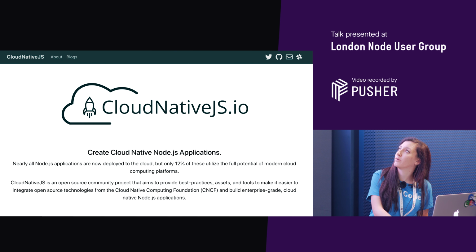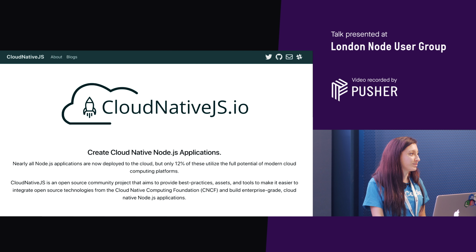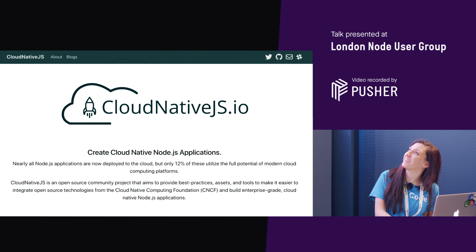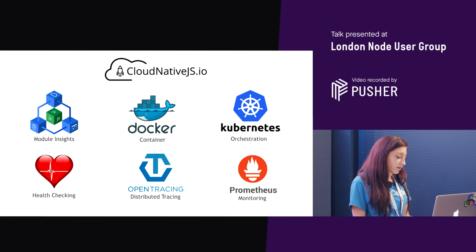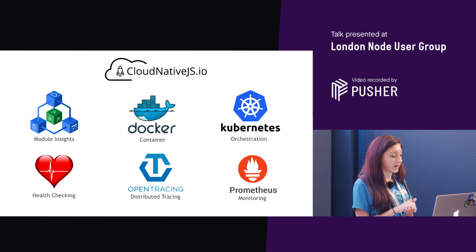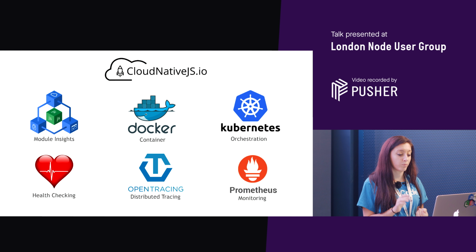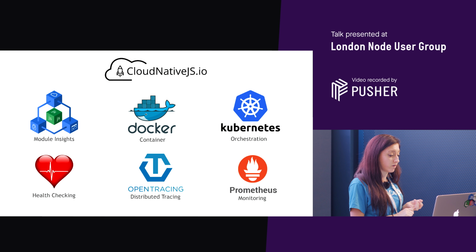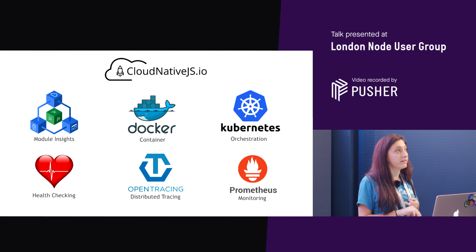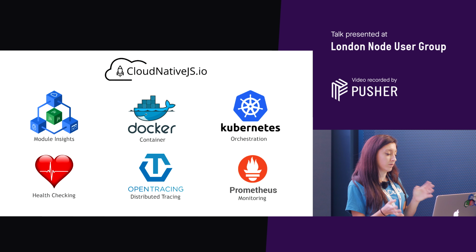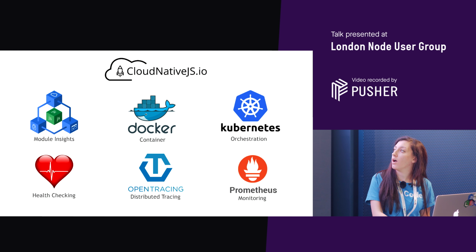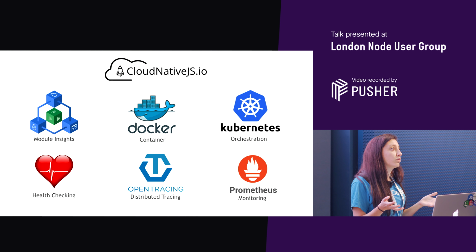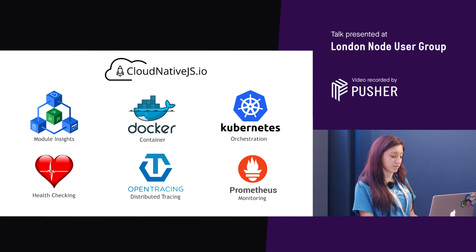This is just our website. We've gone through a few redesigns, but it's all open source, so if you'd like to help us out, it'd be great. What it's comprised of is a few sections. We have module insights, which is all about how you choose modules that are good for use inside your cloud application. We have Docker, where we provide some Docker template files. We have Kubernetes, and in there, we provide some sample Helm charts for you to use to deploy inside Kubernetes. We have a health checking app, Open Tracing, and Prometheus. We have some modules that you can pull in so you can easily connect to those services.